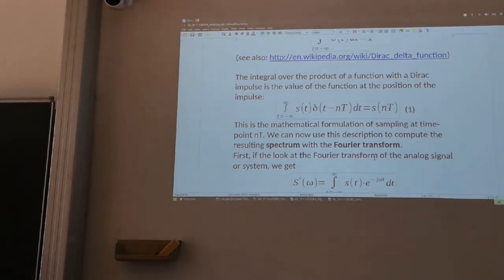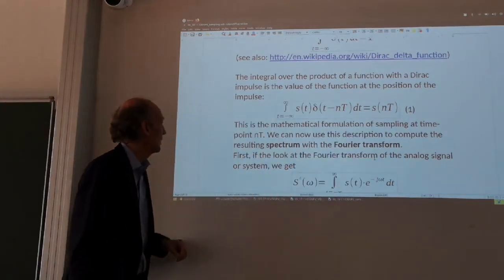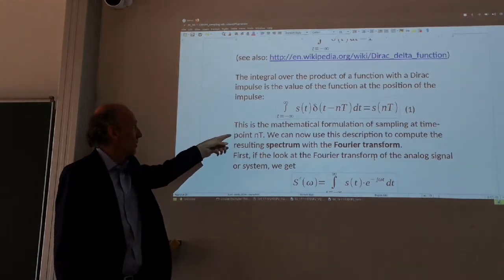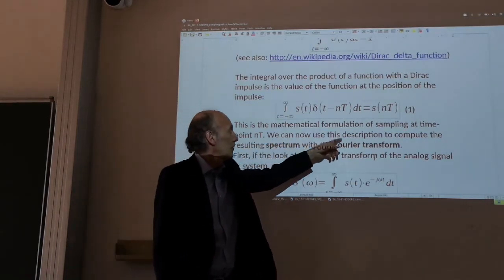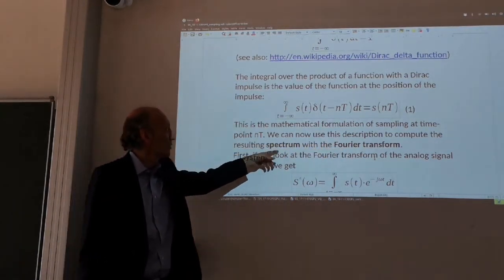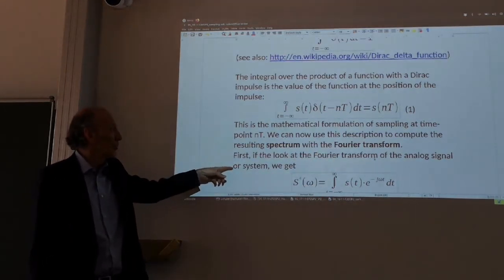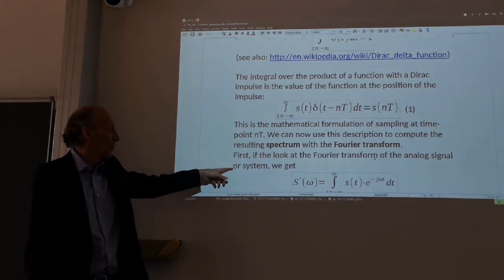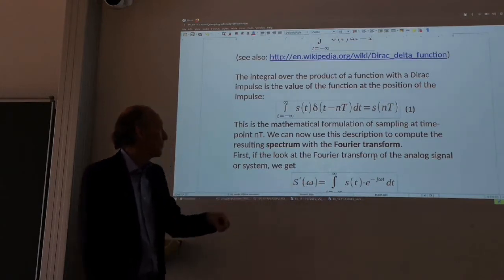In reality, it's a little different. We have basically a gate which closes quickly, and then we have a value. But that's basically what this formula is doing. Yeah, so we have the sampling at point nT, and we can now use this description to compute the resulting spectrum with the Fourier transform. First, we look at the Fourier transform of the analog signal. This is what we get.